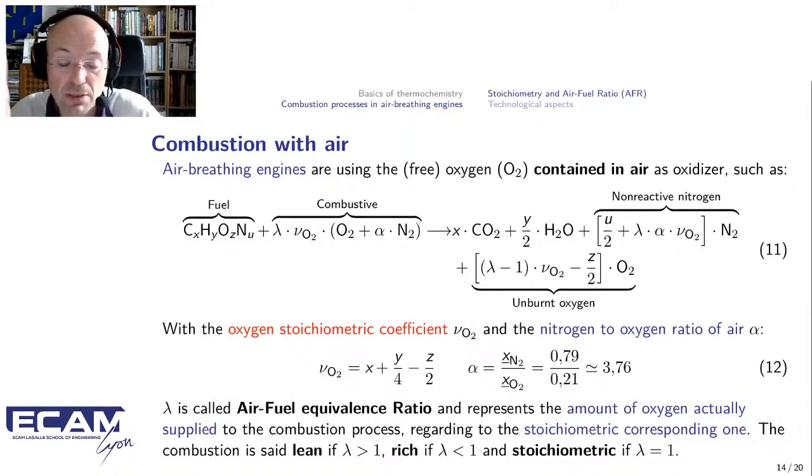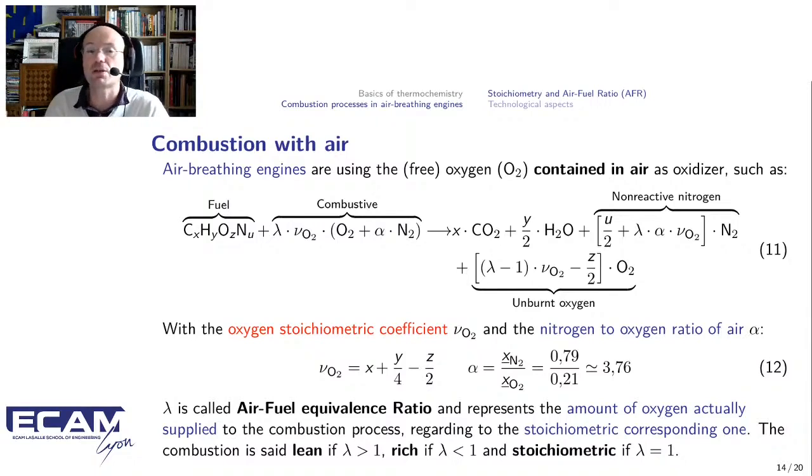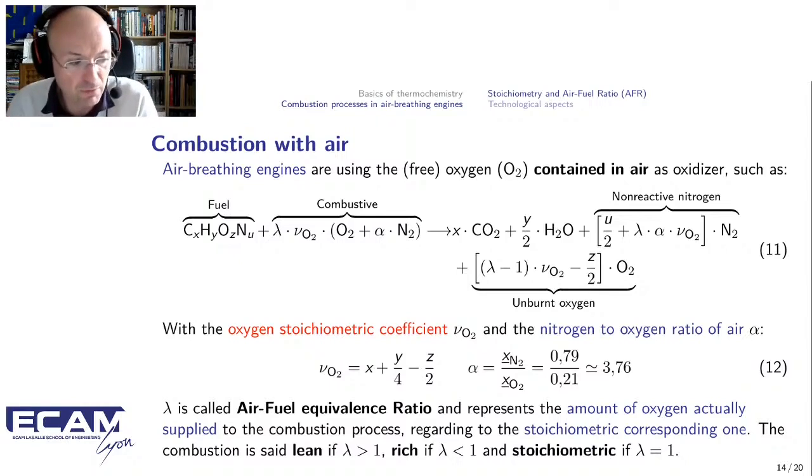And the last component is oxygen, because if your combustion is consuming more air, and so more oxygen, than is needed, you will still have some oxygen at the end, because not all of the oxygen is consumed. In a simple way, just imagine you have what is called lean combustion. I will come back to this just after that.